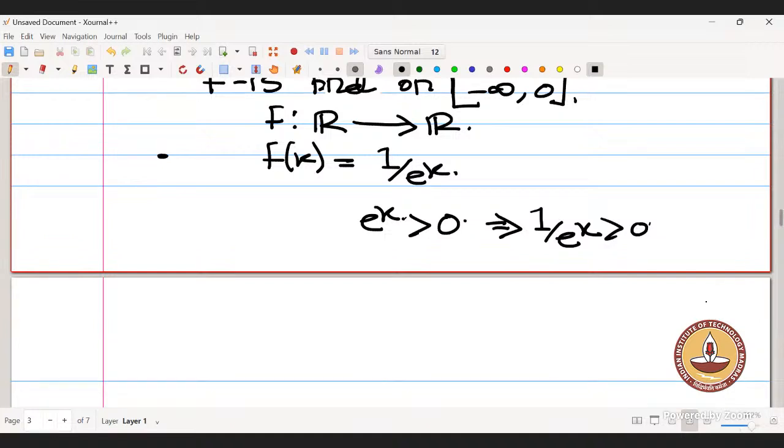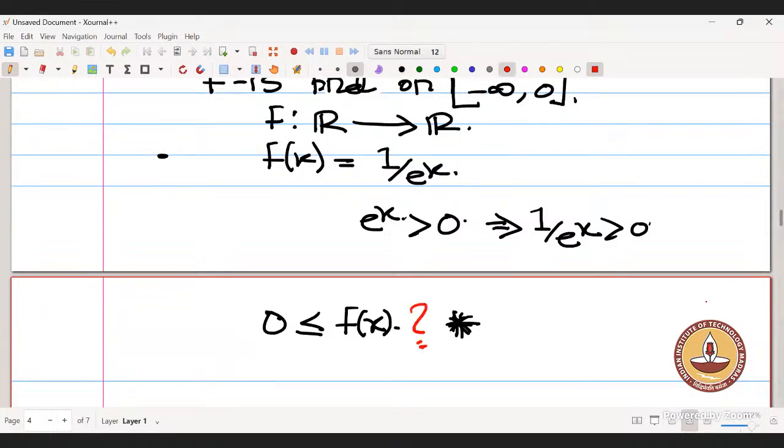One thing I know is that there is a lower limit for the range. f of x has a lower limit. I can say that f of x is always greater than or equal to zero. What about an upper limit? Can I get an upper limit? If I have an upper limit, then I can say that this function is bounded. So the only question is whether this function has an upper limit or not. That you need to know.